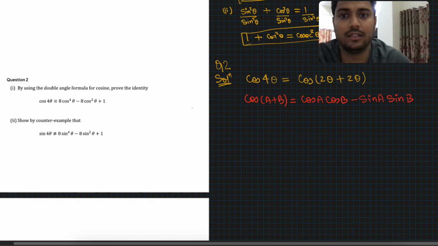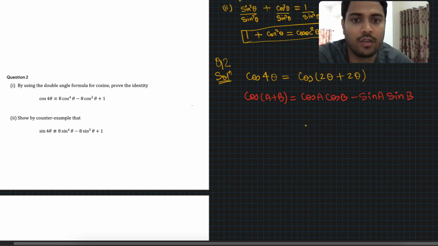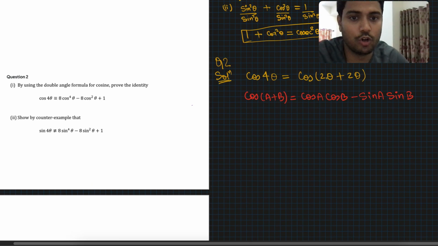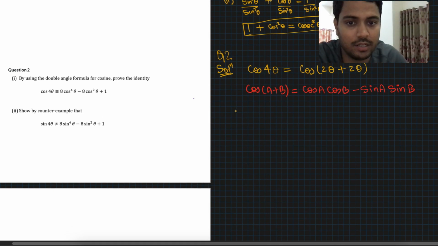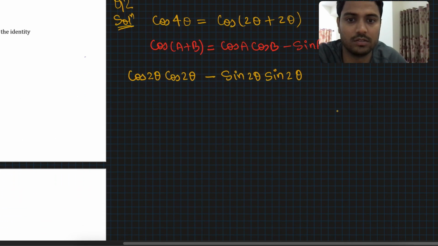So this is the identity that you have to remember. If not, it will be given in the MF19 formula sheet, but as I said, it's always better to remember. You can solve it faster. So now let's substitute the values: cos 2 theta plus 2 theta can be written as cos 2 theta multiplied by cos 2 theta minus sin 2 theta multiplied by sin 2 theta. Simply we can just expand this and I'll solve it here.